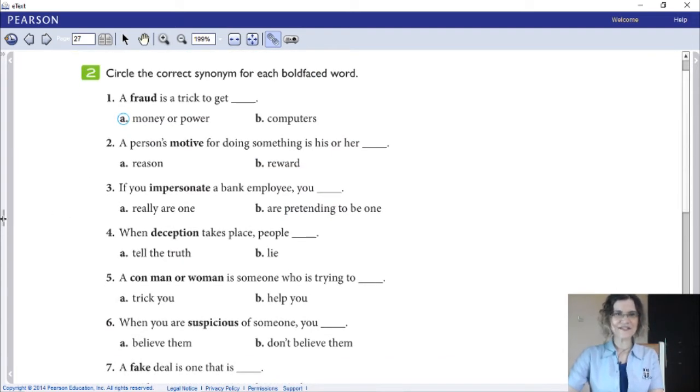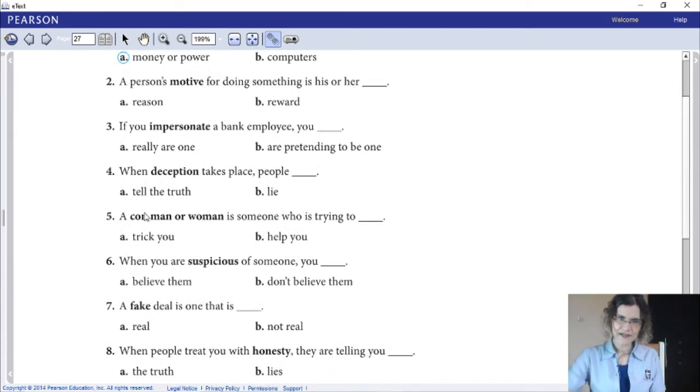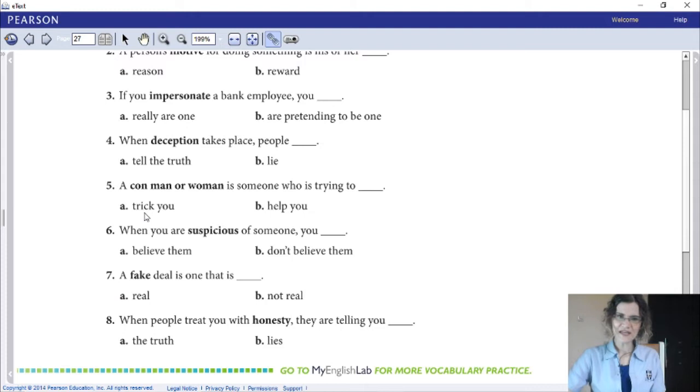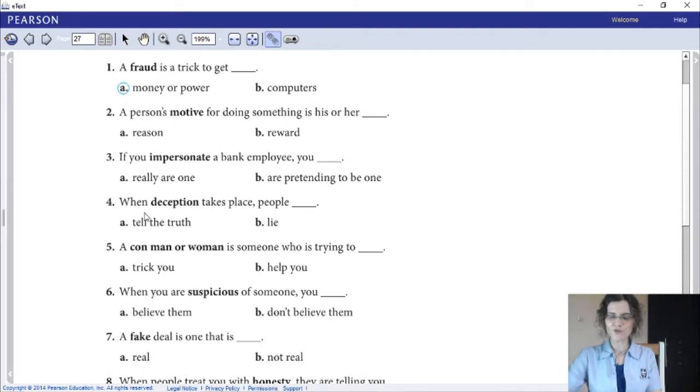Great. Now that brings us to activity 2. Circle the correct synonym of each bold-faced word. So we've got fraud, motive, impersonate, deception, con man or woman, suspicious, fake, and we've got honesty. You can pause your video to answer numbers 1 to 8.